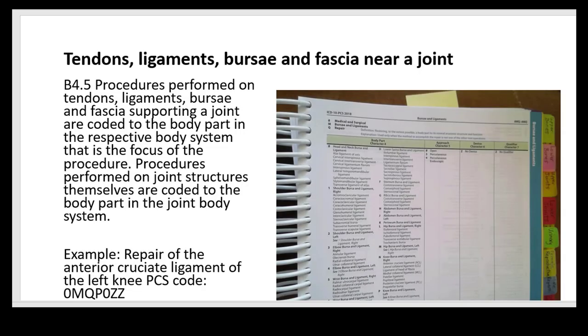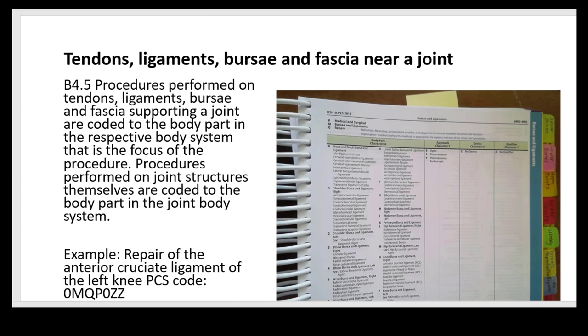Guideline B4.5, procedures performed on tendons, ligaments, bursae, and fascia supporting a joint are coded to the body part in the respective body system that is the focus of the procedure. Procedures performed on joint structures themselves are coded to the body part in the joint body system. So just remember, the supporting structures around the joint are going to be coded tendons, ligaments, bursae, and fascia.